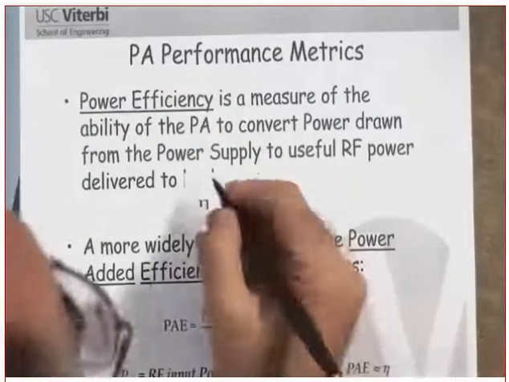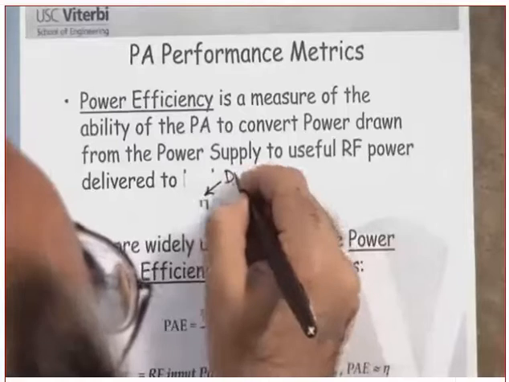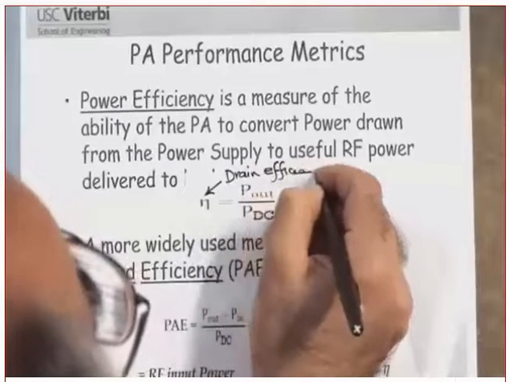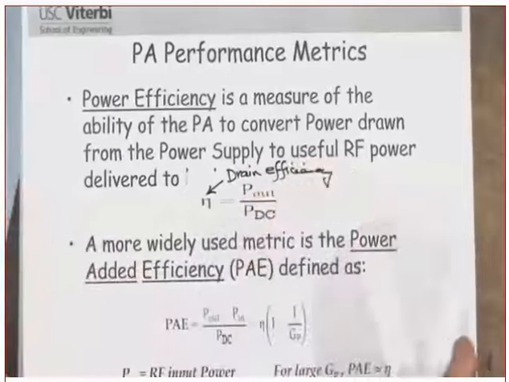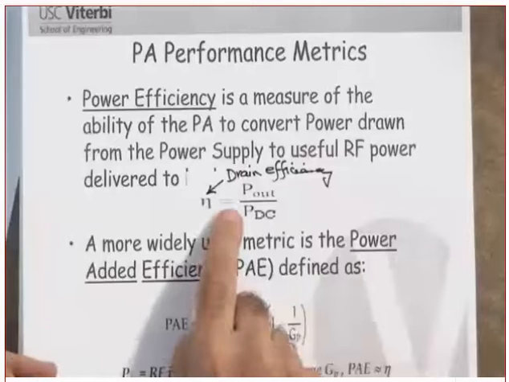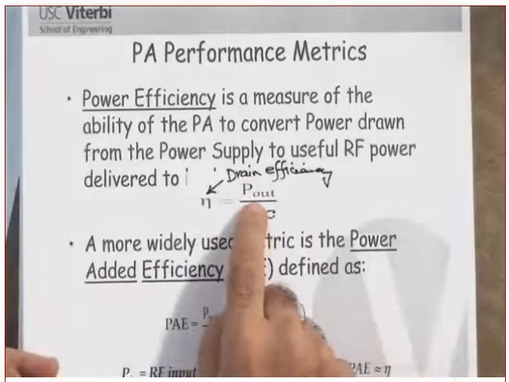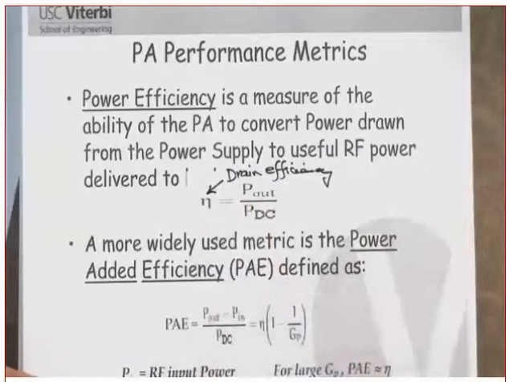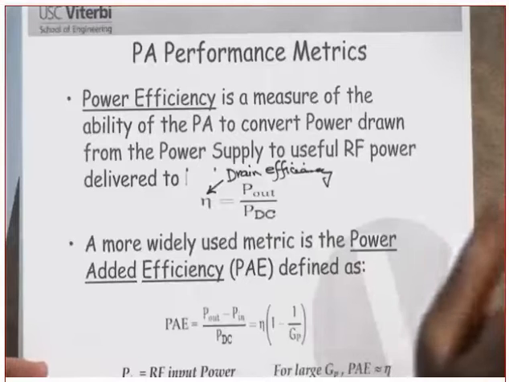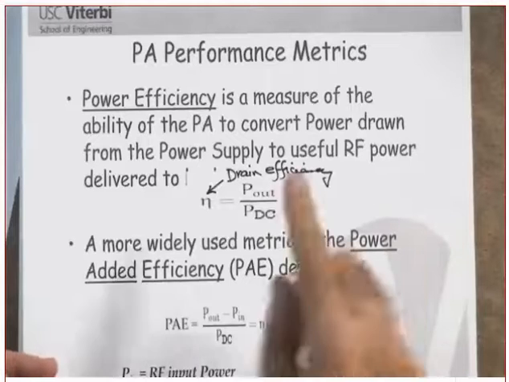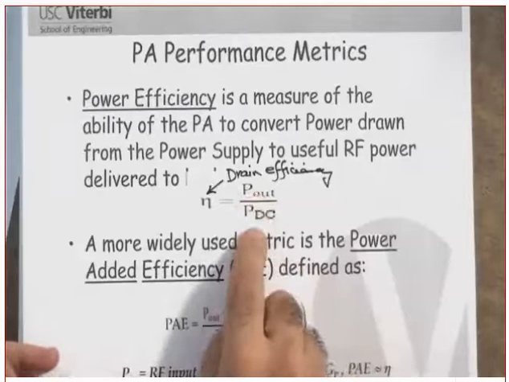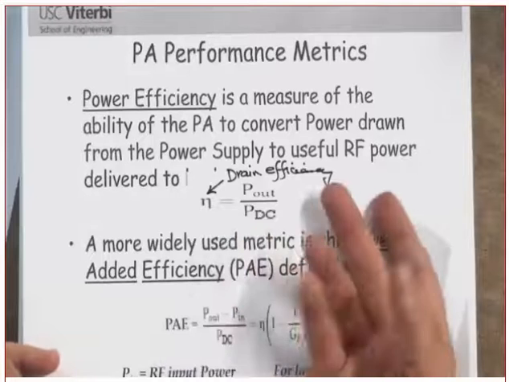efficiency. Sometimes they call it the drain efficiency. The drain efficiency. Clear? What is the definition of the drain efficiency? The output power. When you say output power, what power? The RF power at the fundamental. Are you following me or not? At the fundamental. The RF power divided by the DC power. Did you get this or not?